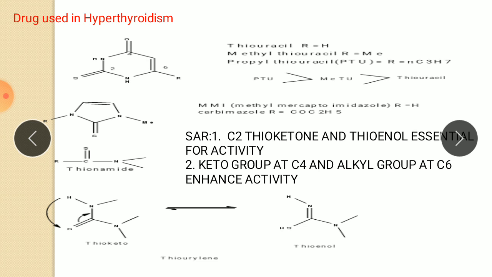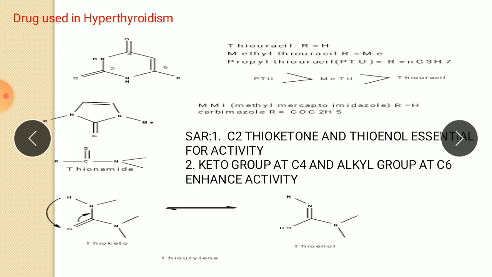The SAR of 6-member heterocyclic derivative of thiourea is, first point, SAR in case of 6-member ring. The carbon 2 thioketo or thioenol group and unsubstituted N1 position are essential for activity. So here C2 thioketone means this ketonic thioketone group on second position, and thioenol, so this undergoes thioenol tautomerism as shown in this reaction. So this hydrogen shift here, this bond shifted here, it is called as thioenol tautomerism. So this phenomenon is also important for activity.